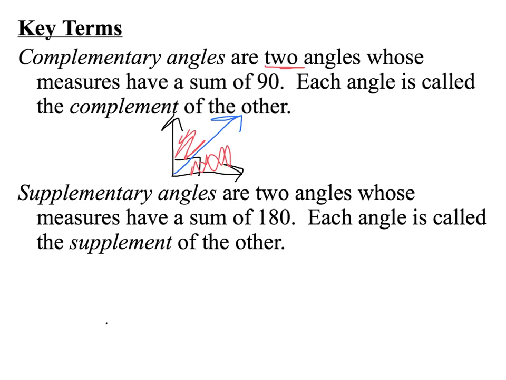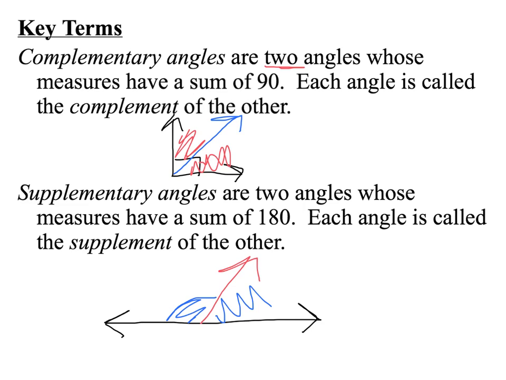Supplementary angles are two angles that have the sum of 180. So remember, a straight angle would be a straight line. So this would be my straight angle, with a sum of 180. If I were to draw a line in between that angle, now these two angles would be supplementary. This angle along with this angle right here. They're supplementary, which means they have a sum of 180. And again, it's just two angles.